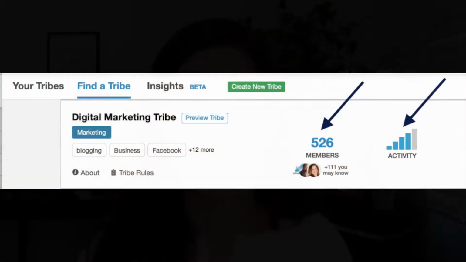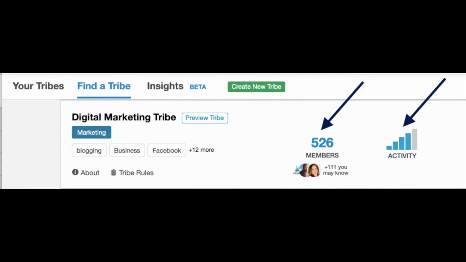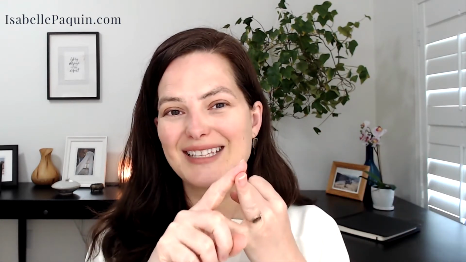The other thing that I want you to look at is the number of members as part of that tribe. Tribes that are very small tend to not have a lot of actions and a lot of shares. So I highly recommend that instead you join tribes that have a lot of members, as many members as possible. So: relevant tribes that are active and that have a lot of members.